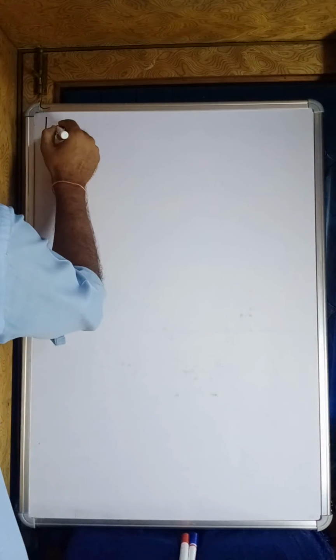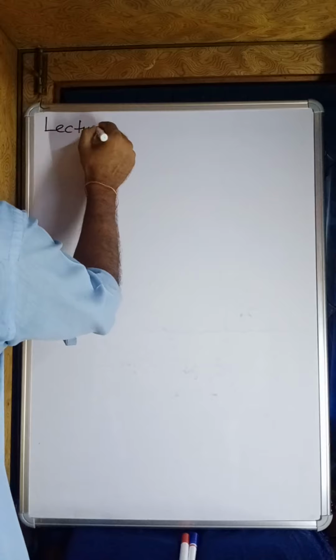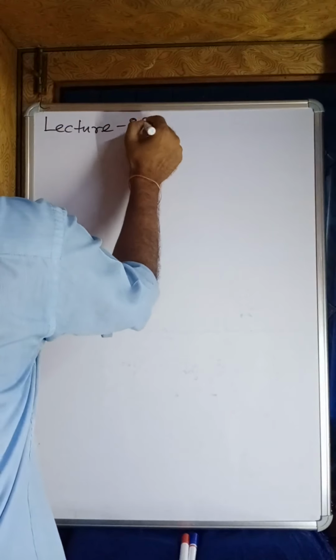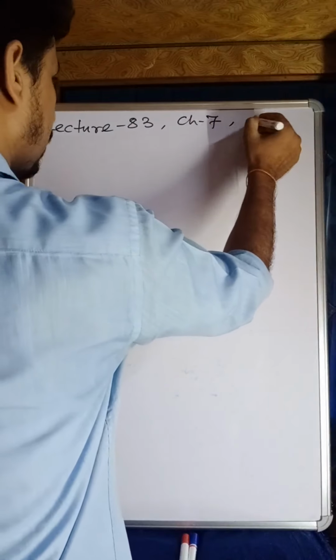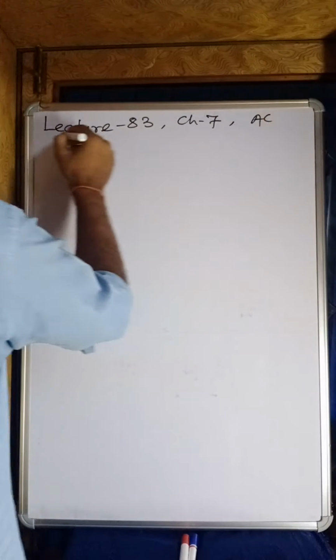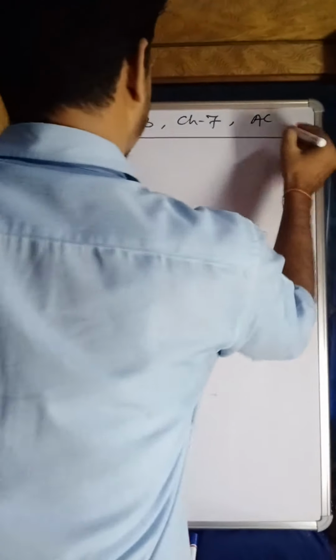It is lecture number 83, chapter number 7 of NCERT, alternating current. Our topic is transformer.